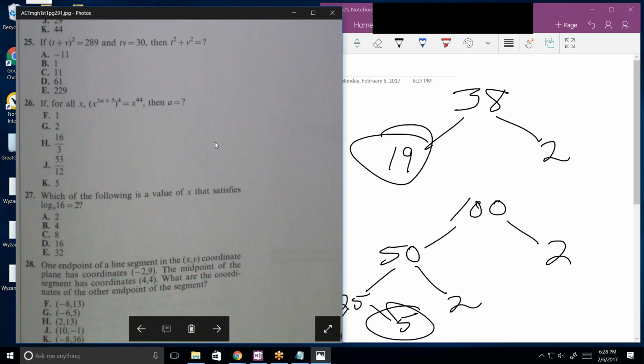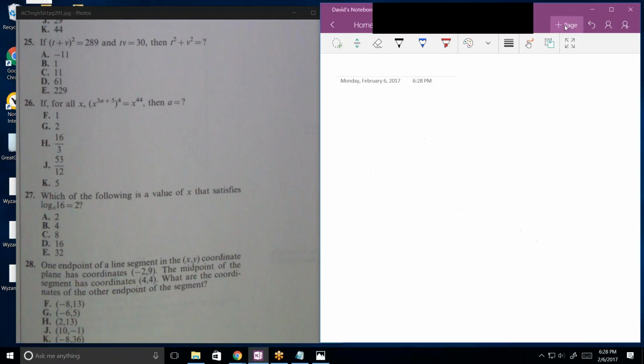That's why I chose this test, because it's got some really good problems on it. This is another really good problem. So t plus v squared equals 289, and t times v equals 30. So I have to find something that multiplies to be 30, but adds up to be something that's 289. So why don't I just do the square root of 289 real quick? That's 17.